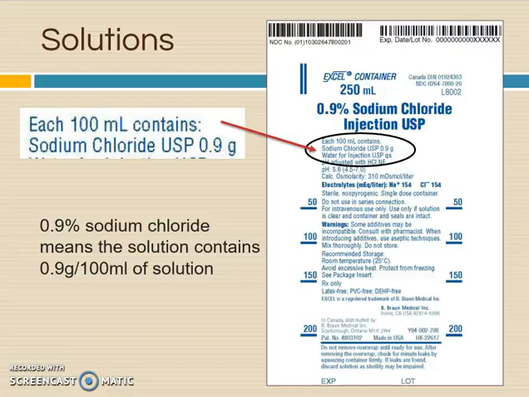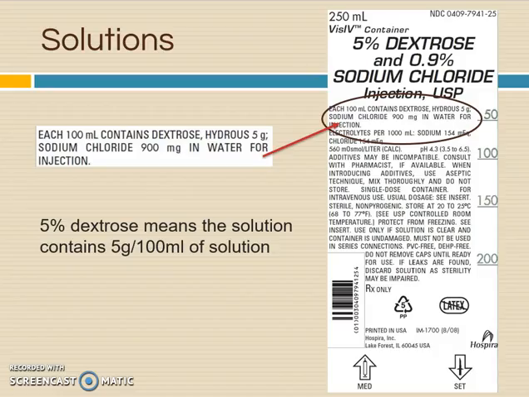You can see here each 100 mils, and this is really tiny on the bag. Each 100 mils contains 0.9 grams, which is where you get the 0.9% sodium chloride. And here's the one for 5% dextrose and 0.9% sodium chloride, which is normal saline. So this is what it says on this little thing here.